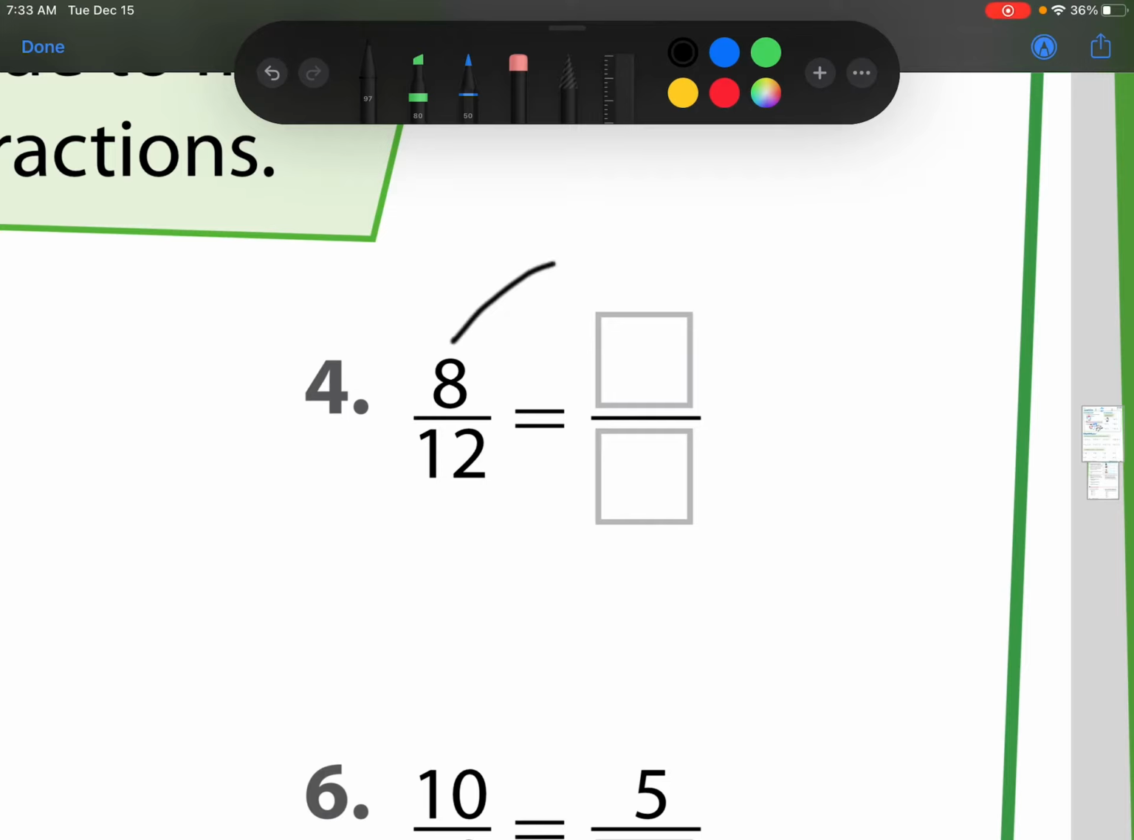8/12. Well, again, whatever we do to the numerator, we have to do to the denominator. So I have to divide it by something. And I see they're both even numbers, so I can divide them both by 2. 8 divided by 2 is 4. 12 divided by 2 is 6.